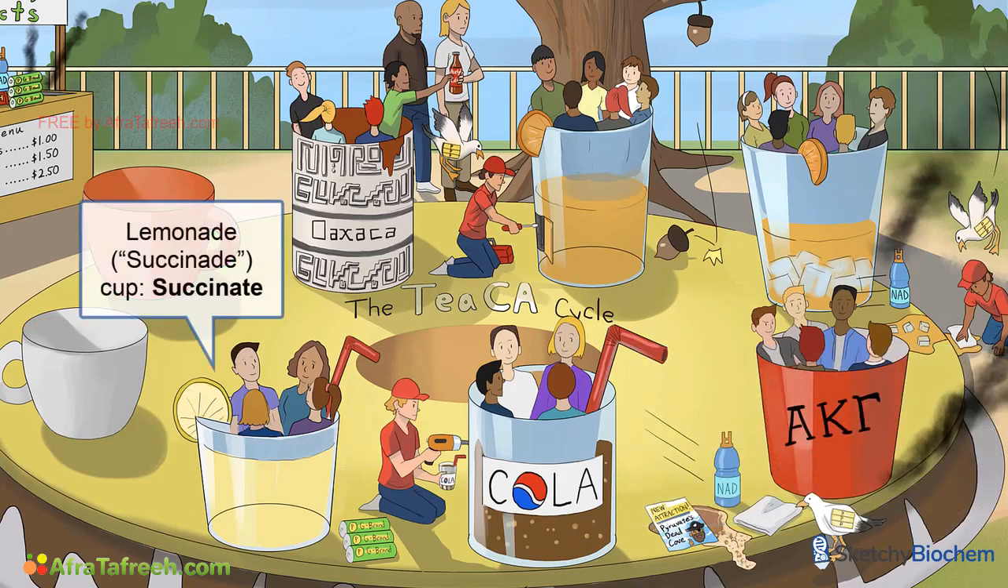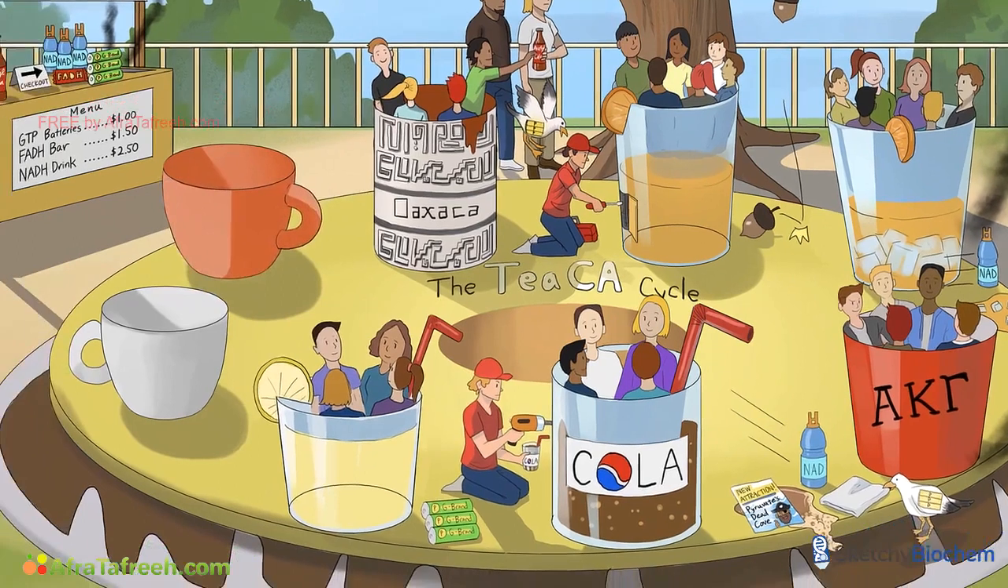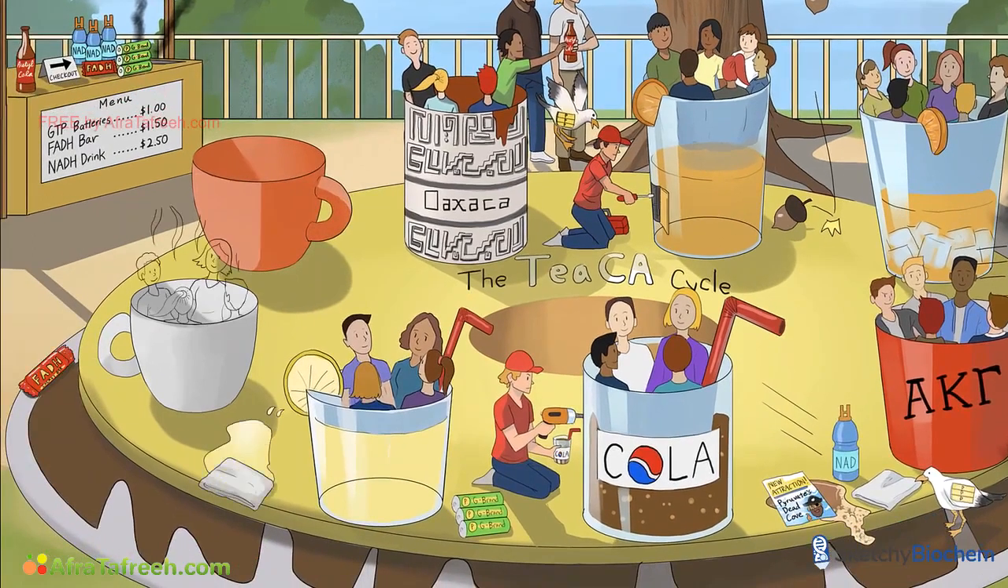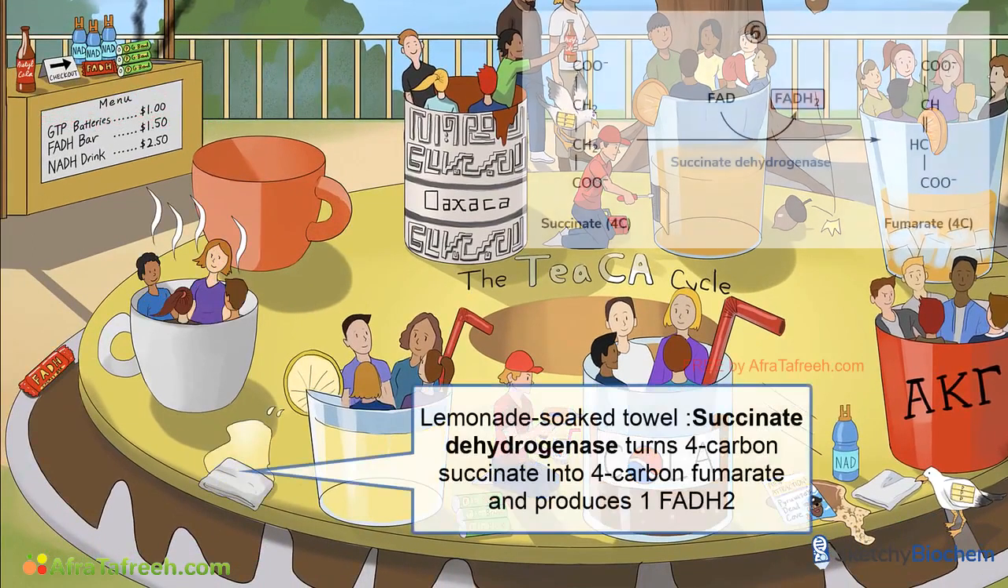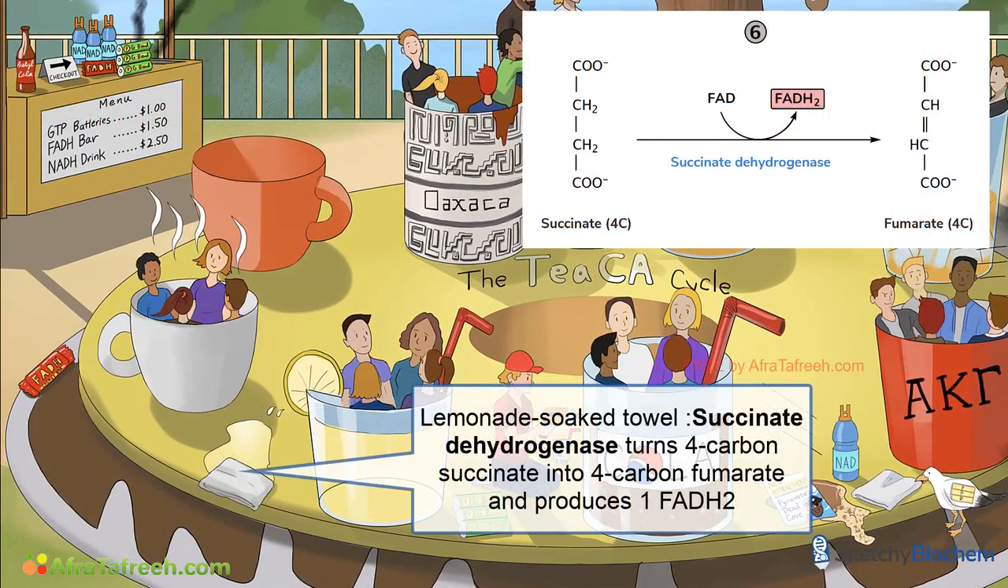Our next group of 4 writers are sitting in lemonade, or what I like to call succinate. It's like lemonade, but it sucks a lot more. You'll see another wet towel on the floor next to the group soaked with succinate. Ugh, this ride can get very messy, as you can see. This particular towel is succinate dehydrogenase. In step 6, succinate dehydrogenase turns 4-carbon succinate into 4-carbon fumarate.